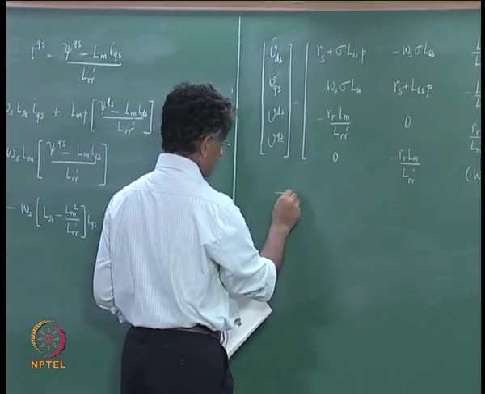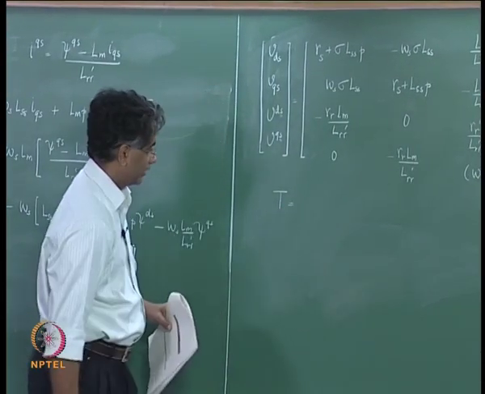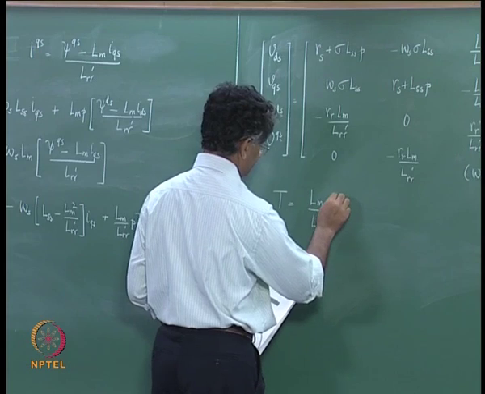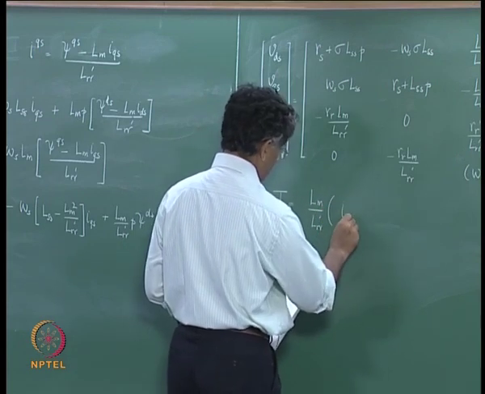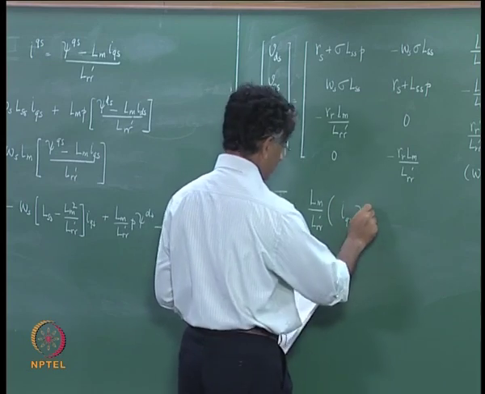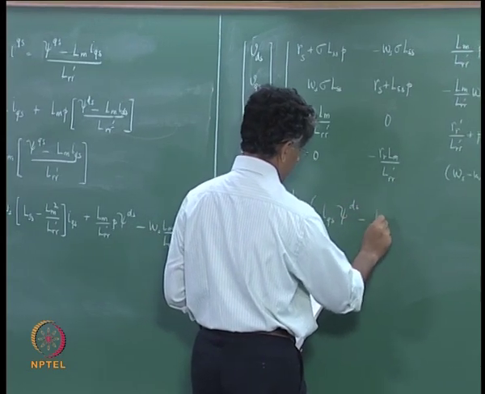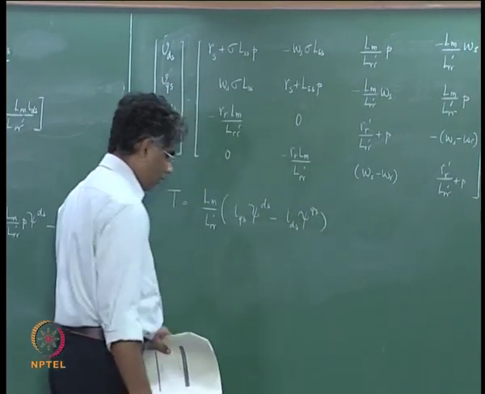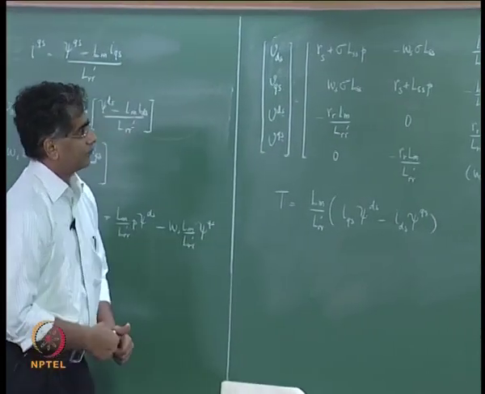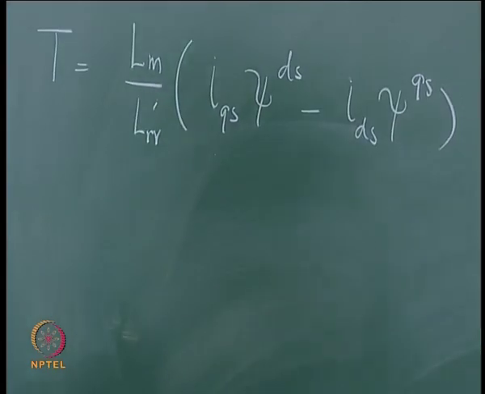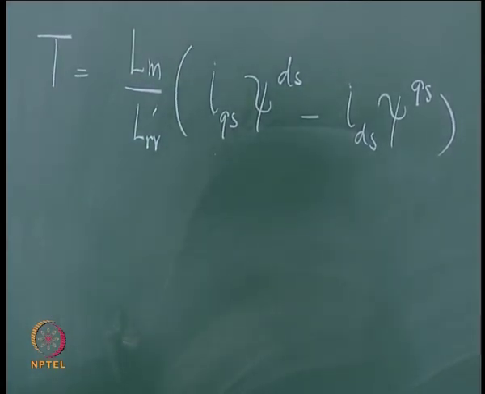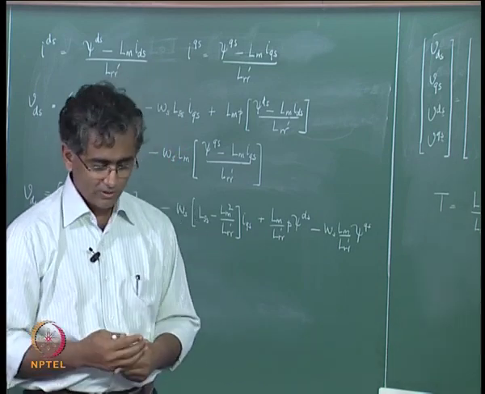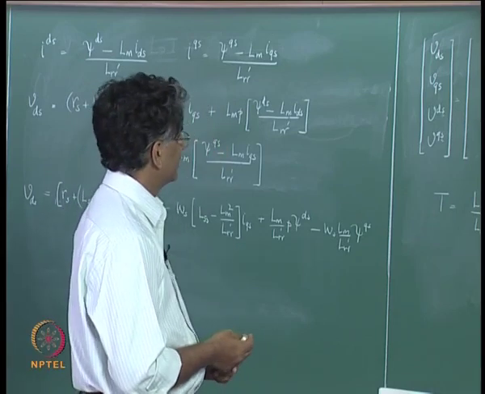There is also the expression for the generated electromagnetic torque, which then becomes Lm by Lrr dash multiplied by Iqs into psi ds minus Ids into psi qs. So, we have arrived at a slightly modified induction machine equation. We have replaced some variables in terms of some other variables. One might ask, what is the interesting aspect of this?